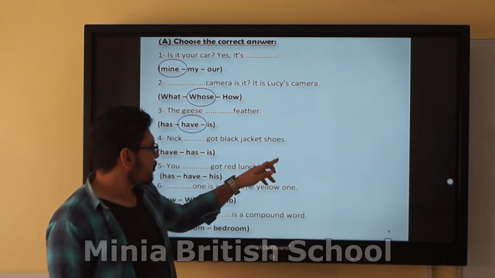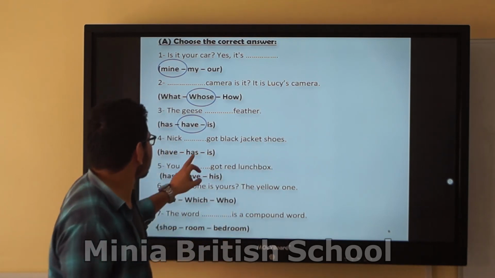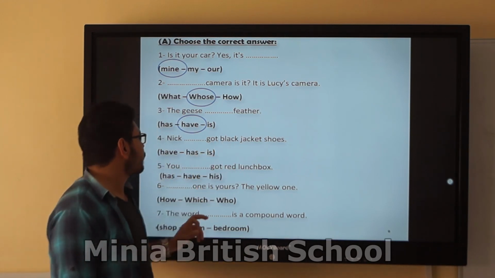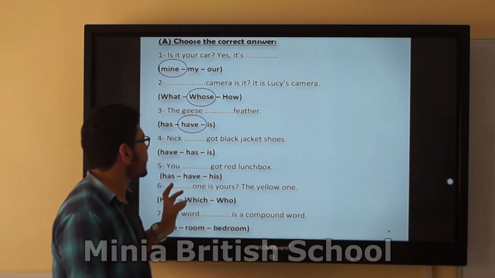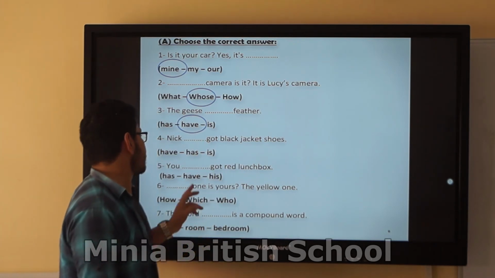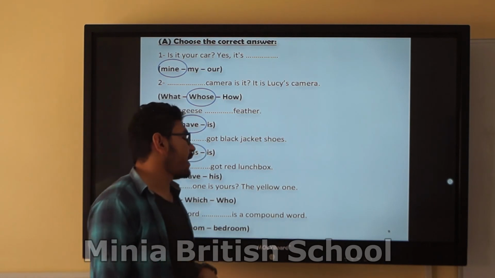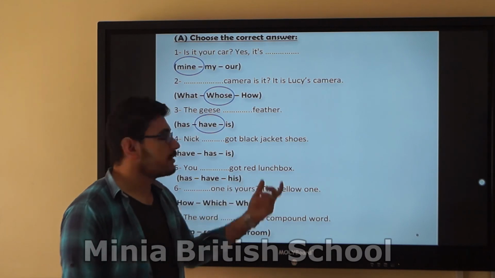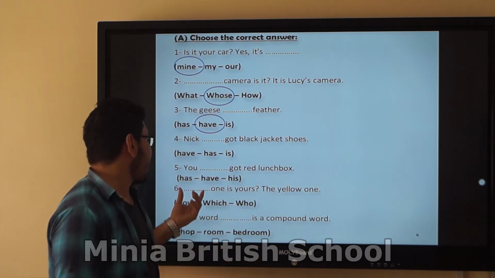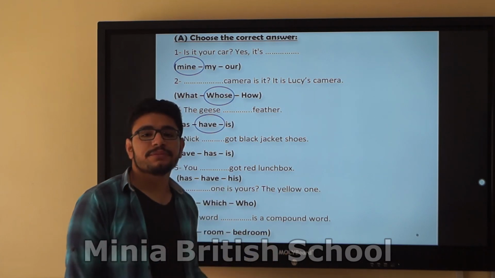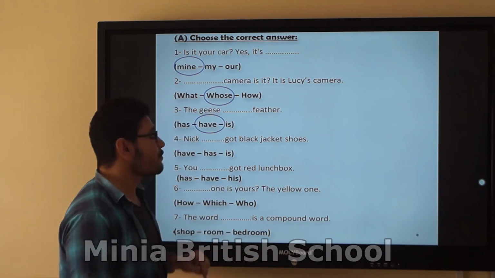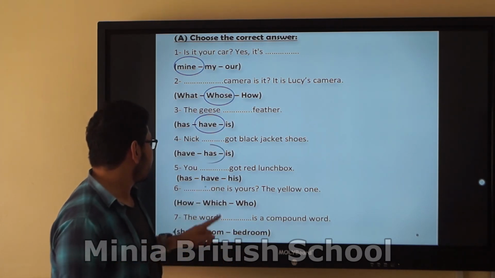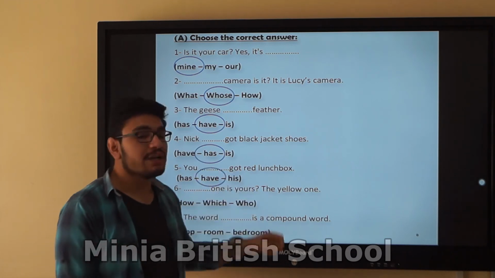Can I say Nick have got a black jacket or has got a black jacket or is got a black jacket? Yes, it could be Nick has got a black jacket. Number 5, you got red lunch books. Here we have has, have, or is. Of course, here we have the subject you. We use has or have with you. We use have. So here you have got red lunch books.